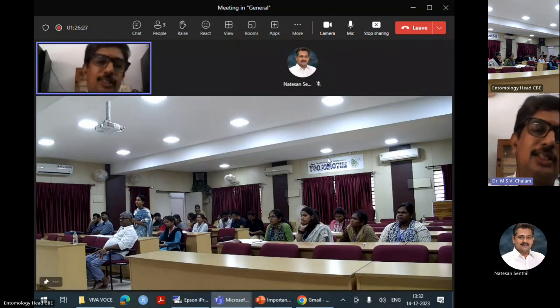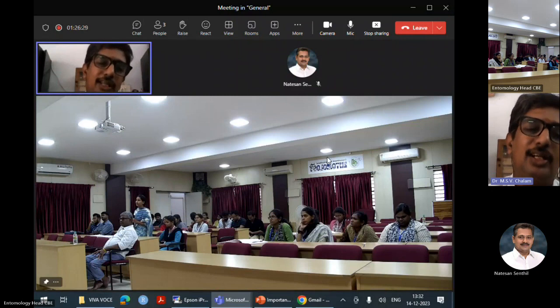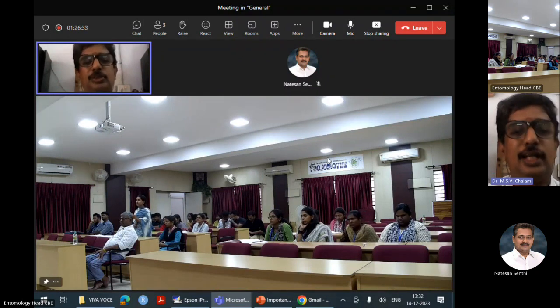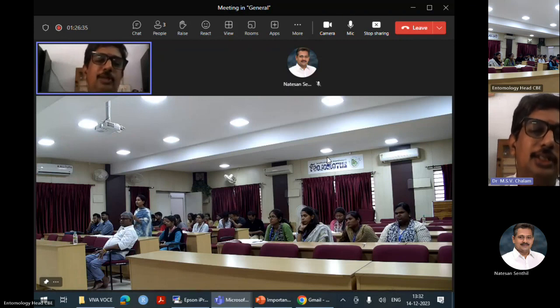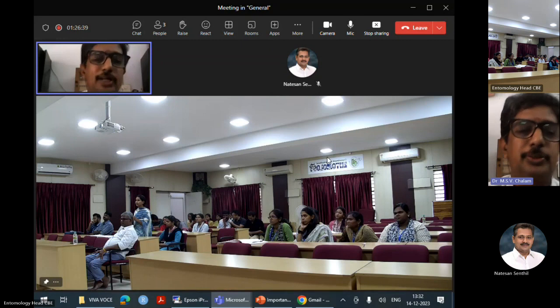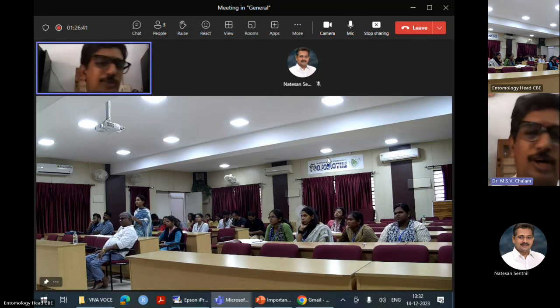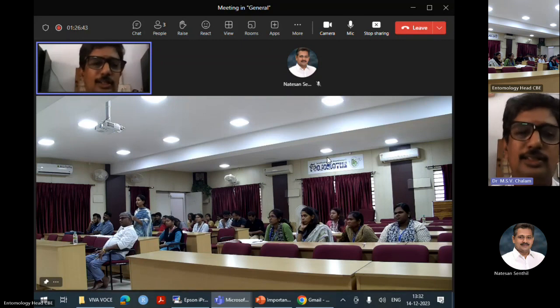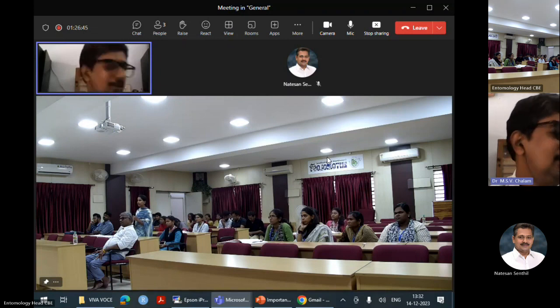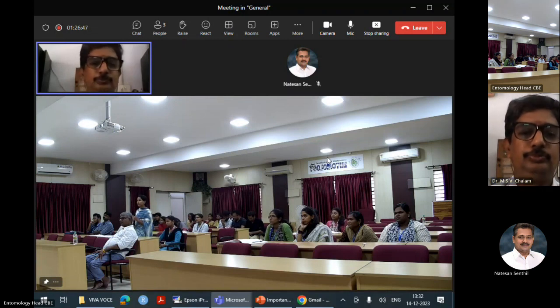extension workers. We can combine the pictorial key as well as the setal maps so that this particular key can be used by the farmers, the field level extension workers as well as the entomologists who are working on specific crops. But for the farmer, no, chaetotaxy is not useful because he may not understand.